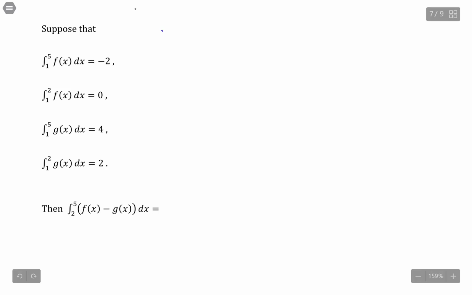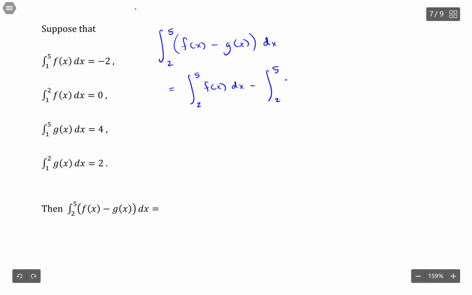Then what we want to find is the definite integral from 2 to 5 of f of x minus g of x dx. So splitting this up, the integral from 2 to 5 of f of x dx minus the integral from 2 to 5 of g of x dx. That's perfectly fine to do.